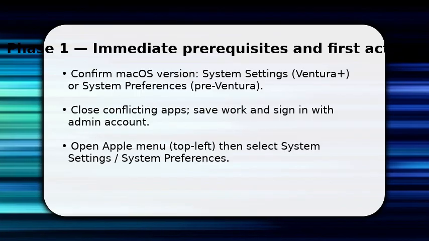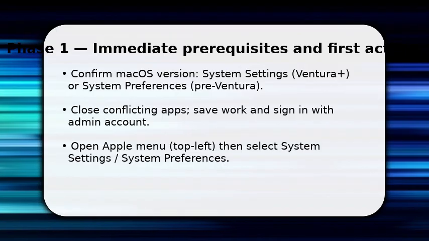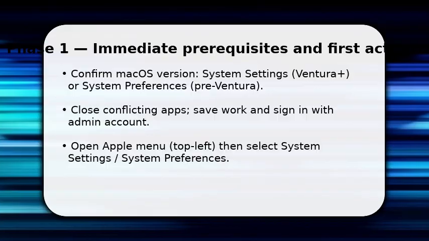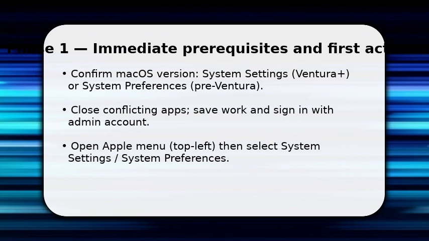Now, click the Apple menu at the top left and choose System Settings or System Preferences depending on your Mac OS. This opens the main control panel. Make sure your screen resolution lets you see the sidebar and preference icons. If you need keyboard access, press Command Space and type the app name to open it quickly.